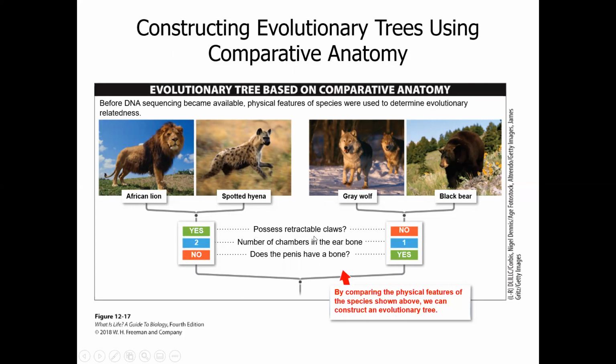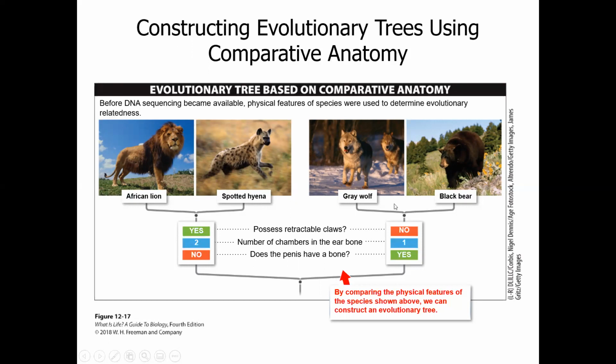We have whether they possess retractable claws, we have the number of chambers in the ear bone, and we have whether or not they have a penis bone. So on the left side, we have our African lion and spotted hyena, and in terms of possessing retractable claws, that's a yes. They have 2 chambers in the ear bone, and then they do not have a penis bone. So they share 3 common characteristics, so we group them together as having a common ancestor.